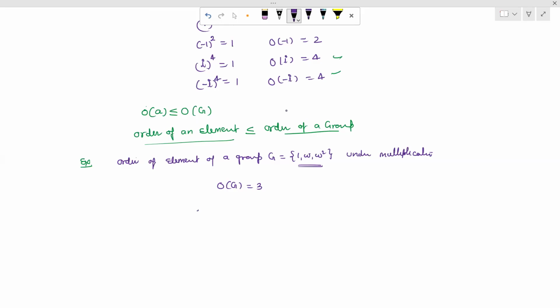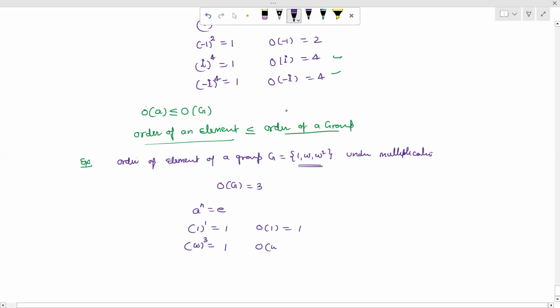Now we calculate the order of an element: a raised to the power n is equal to e. So 1 raised to the power 1 equals 1, so the order of 1 is 1. For omega, cube root of unity means omega cube equals 1, so the order of omega is equal to 3.